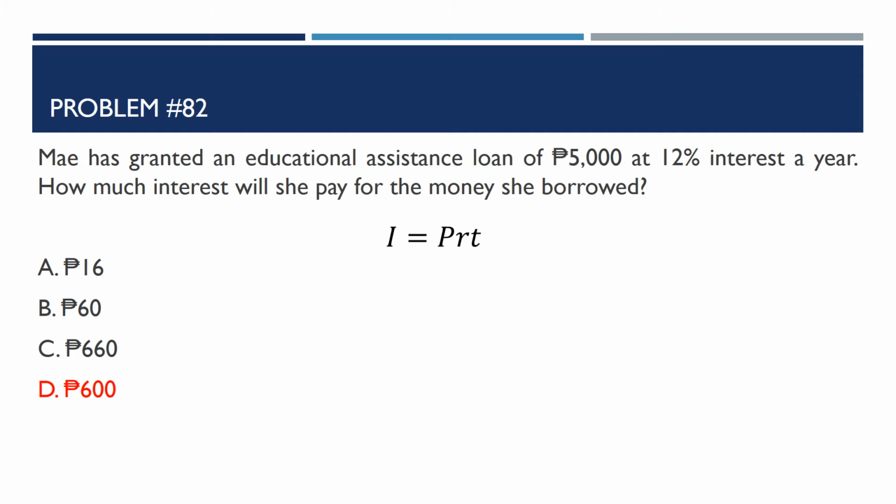So we use this formula for interest, which is PRT, and the principal is 5,000, the rate is 12%, and the time is 1 year, because it's interest a year and it's not given how many years, so it's assumed to be 1 year. Then we multiply this, it will give you 600, and the answer is 600.